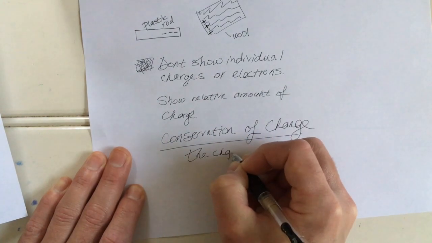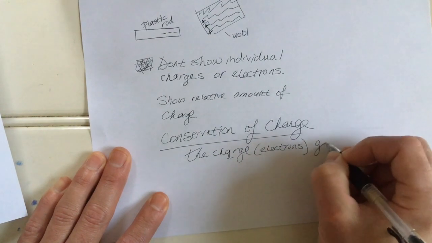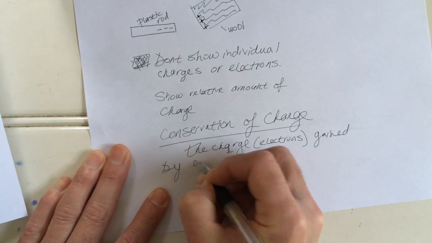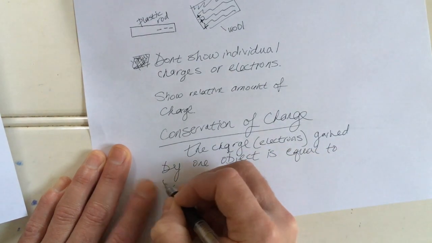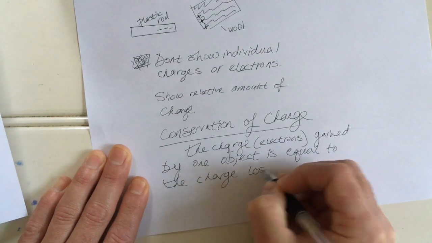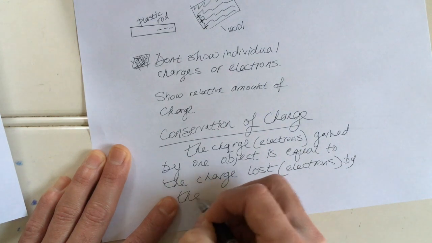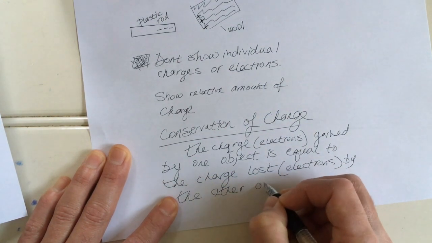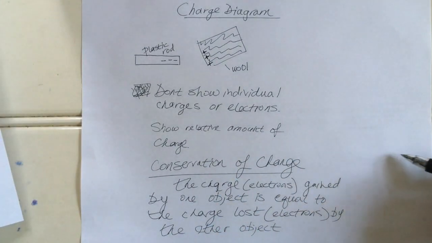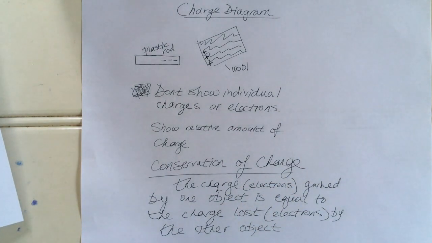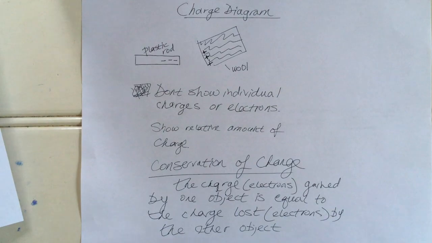Let me see how I can write that. The charge gained, or maybe I should just say electrons, by one object is equal to the charge lost, electrons, by the other object. This is going to be very important for us going forward, the idea of conservation of charge, when we start talking about current. Okay, that's good. So charge diagrams just show relative amount of charge. We're not really counting electrons, but it's still a useful diagram for us.